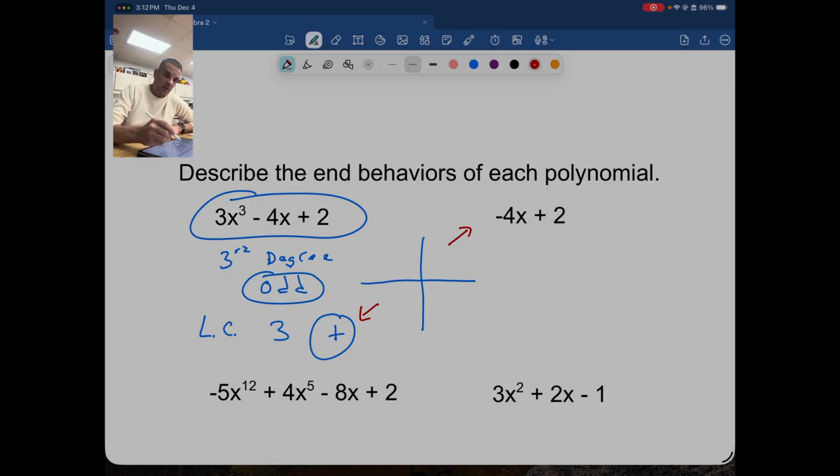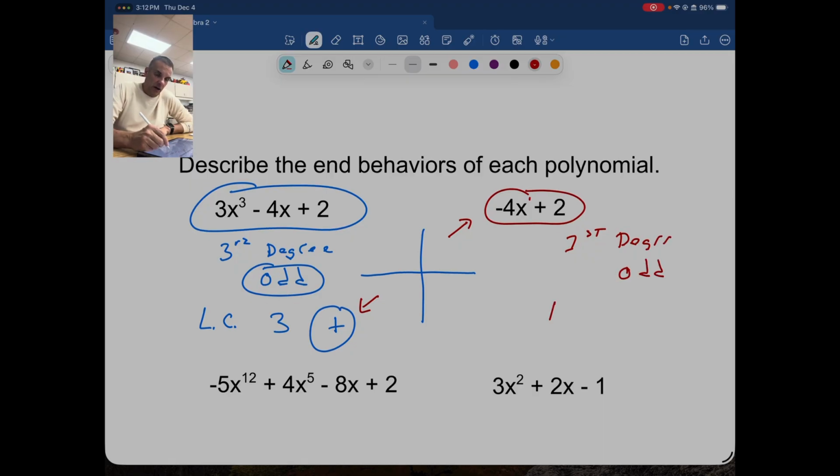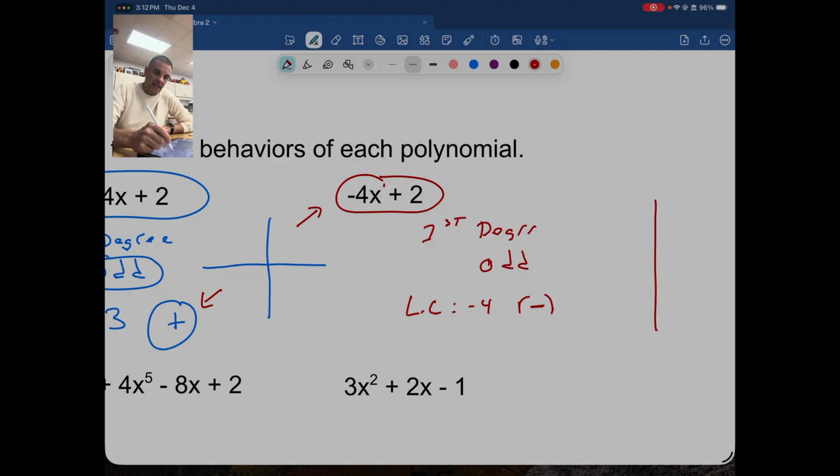Okay. Negative 4x plus 2. It's already in standard form. Degree, there's understood to be a 1 there. So it's a 1st degree, which I think we called linear. 1 is odd, so it's going to be odd. Our leading coefficient is negative 4, so that's a negative leading coefficient. So we've got odd and negative. Odd and negative is 2 and 4, that downhill line. That's just a line. If we were to graph it, that would go down.